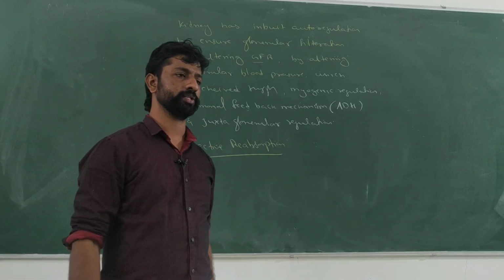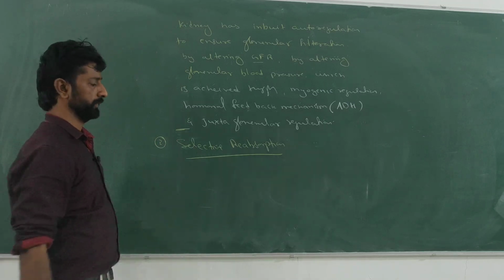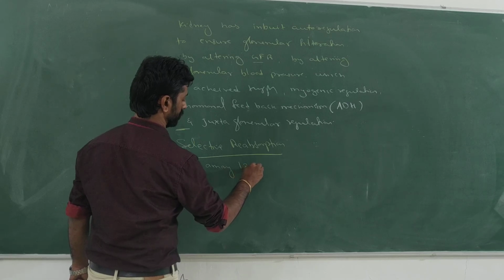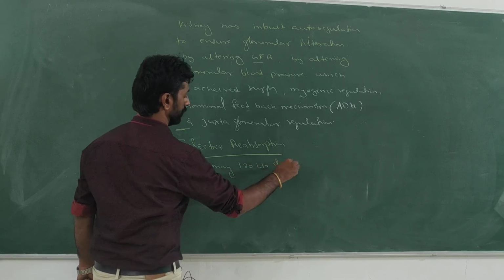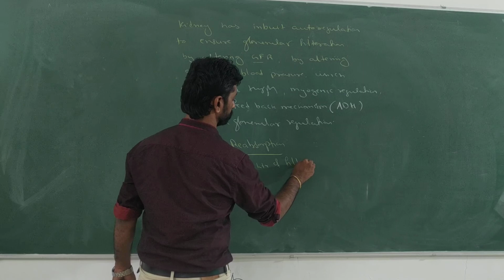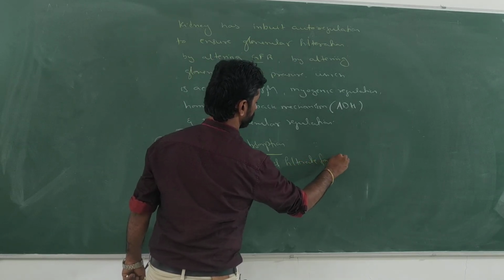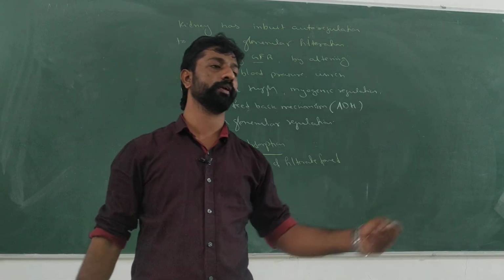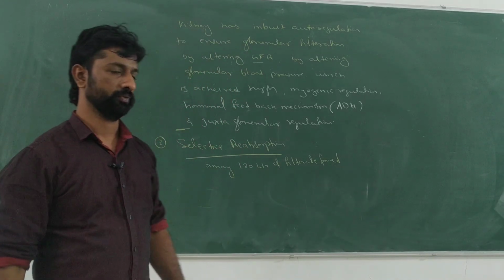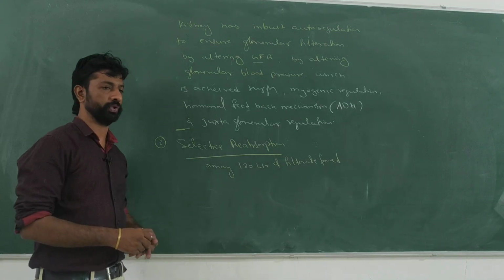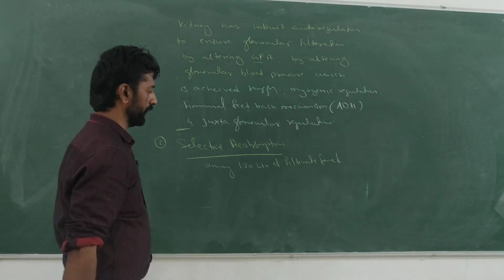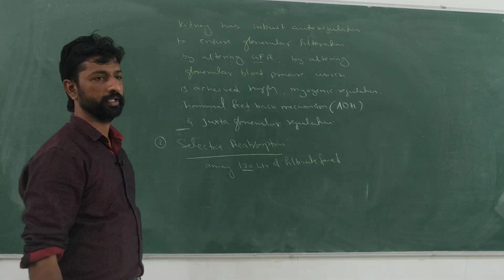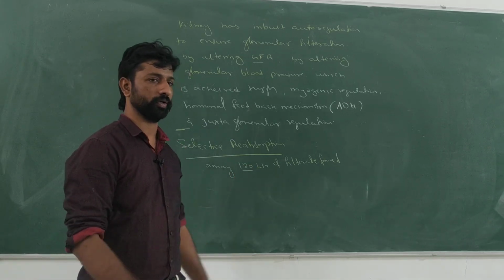Glomerular filtration rate is 180 liters per day, right? So among the 180 liters of filtrate formed, how much urine will be released per day? Nearly 1.5 liters of urine will be released, or excreted, per day, right? What happens to the remaining amount of filtrate? That will be reabsorbed into the body.